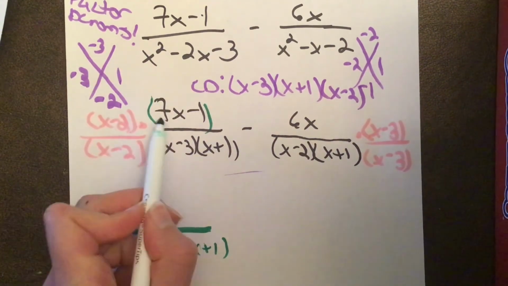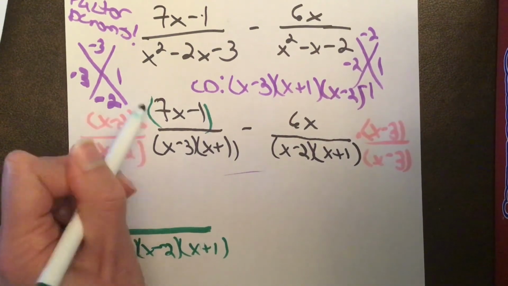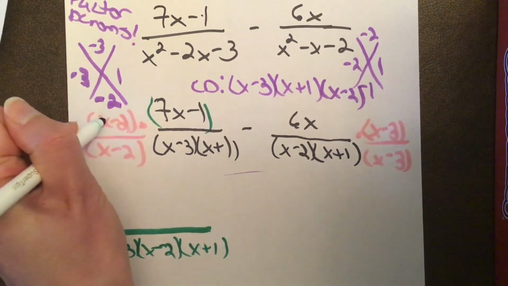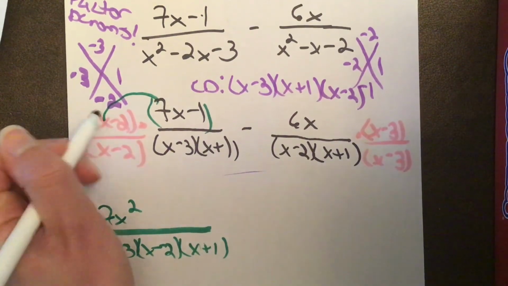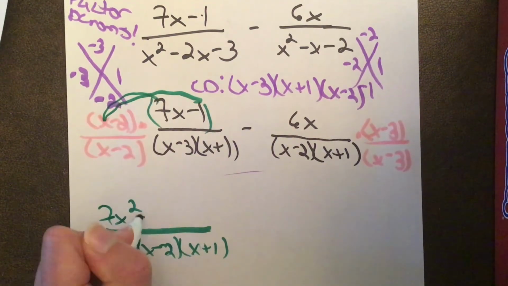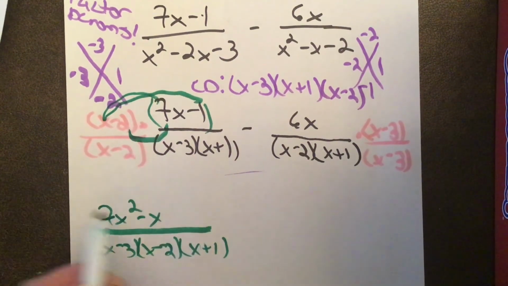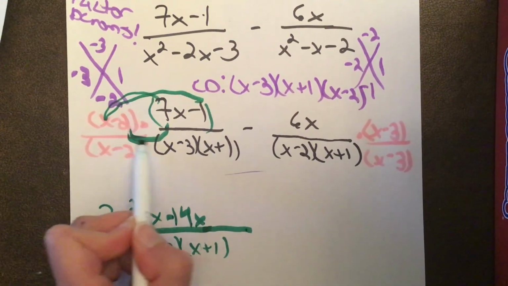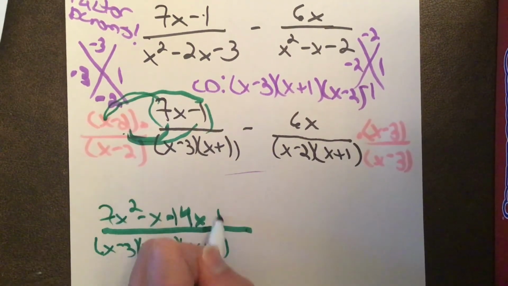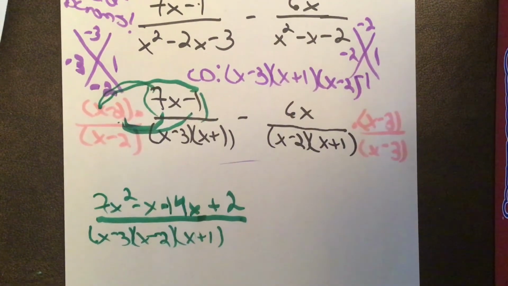So this time I'm going to have to distribute, kind of FOIL, like you guys like to call it. So I'm going to have to multiply the x by both things and the negative 2 by both things. So x times x is x squared. x times negative 1 is negative x. And then negative 2 times x, that's negative 14x. And then lastly, negative 2 times negative 1 is a plus 2. Okay, so just make sure you distribute out the numerator.